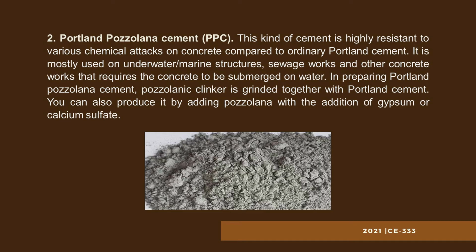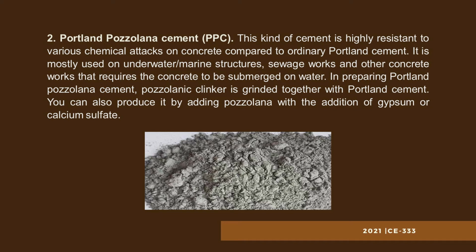Next is Portland Pozzolana Cement or PPC. This kind of cement is highly resistant to various chemical attacks on concrete compared to ordinary Portland cement. It is mostly used on underwater or marine structures, sewage works, and other concrete works that require the concrete to be submerged in water. In preparing Portland Pozzolana cement, pozzolanic clinker is ground together with Portland cement. You can also produce it by adding pozzolana with the addition of gypsum or calcium sulfate.